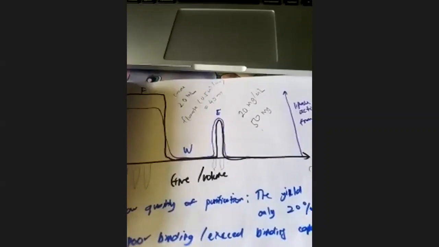If our gel looks like the G2, what does the graph look like? If you have the gel that looks like this, you have the crude, you have the flow through, and the washing is insufficient, and then you have the elution.